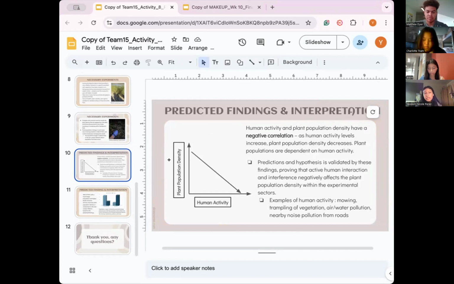So before I start reading, here's a graph that's going down. At the bottom, it's the human activity, and on the y-axis, it's the plant population density. What it's basically saying here is that human activities negatively impacted plant population density. As activities increase, plant density will decrease. This supports the hypothesis that humans' interference, such as mowing and pollution, harms the plant population.